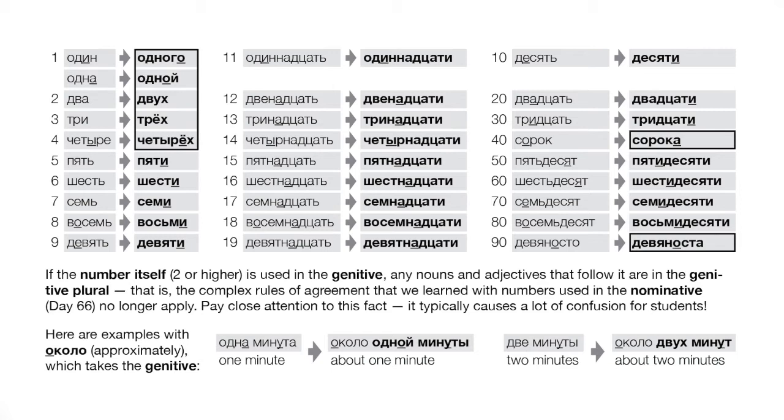Okay, so why are these so useful? Well, for one thing, people give approximate times a lot, right? So to give approximate times or approximate numbers for that matter, you would use около. Около takes the genitive and it means about, approximately, right? So около одной минуты would mean around 1 minute. Две минуты, 2 minutes. If we want to say about 2 minutes, that whole phrase is going to have to go into the genitive, right? And so we get около двух минут.